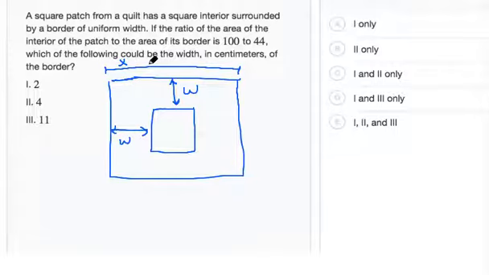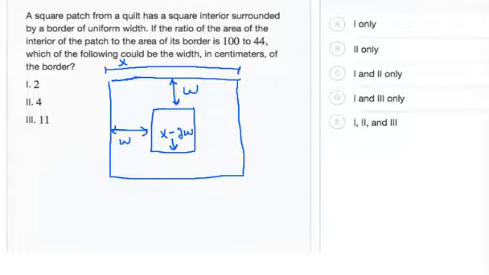That means that this distance inside, all of these lengths, since they're square, are going to be X minus 2W. Since each distance on the side is 2W, a total of X minus 2W will leave us with the edge of the square inside.